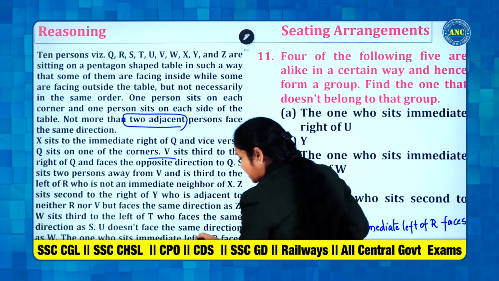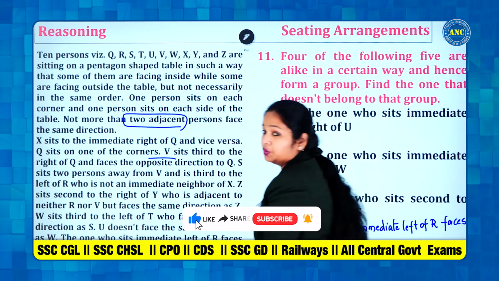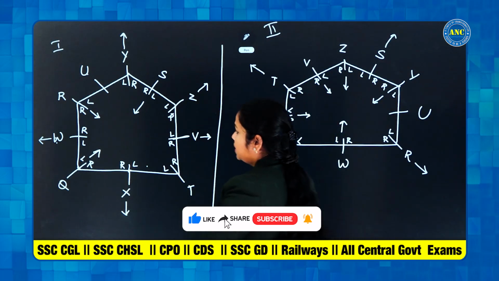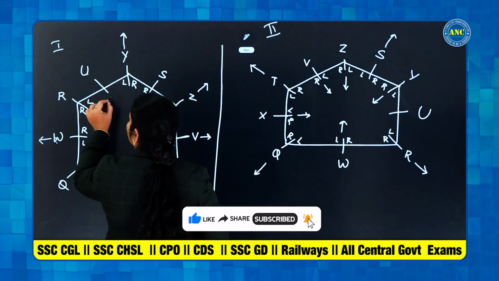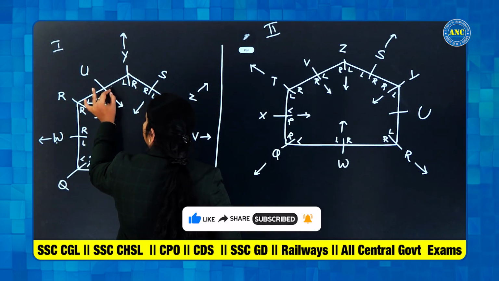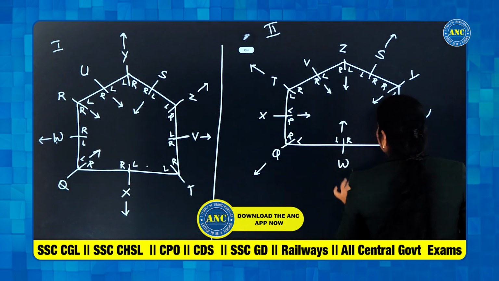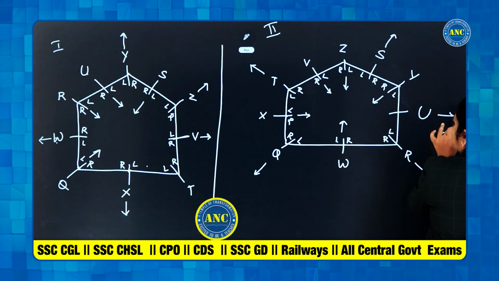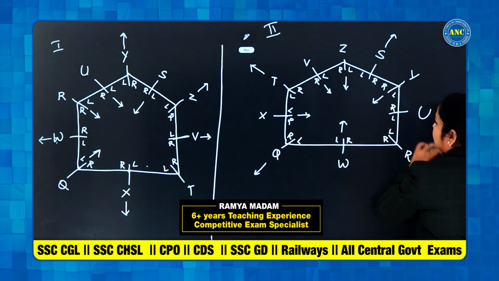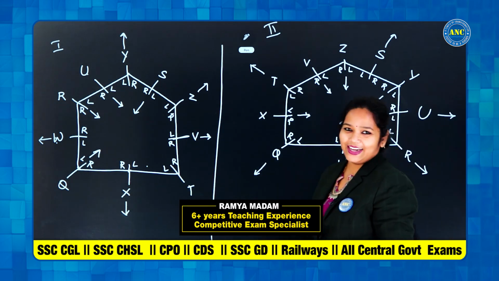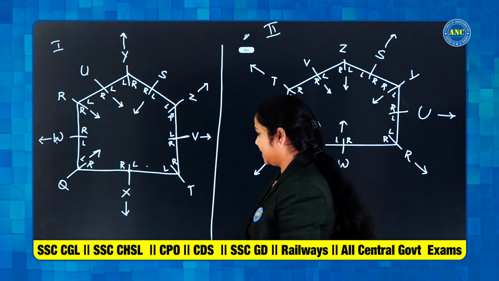U doesn't face the same direction as W. So if W is facing away from the center, U will face inwards. In the other case, W is facing inside the center, so U faces away from the center. So this is right, this is left. But in both cases we are getting it right, so we have to find which one is correct for us.